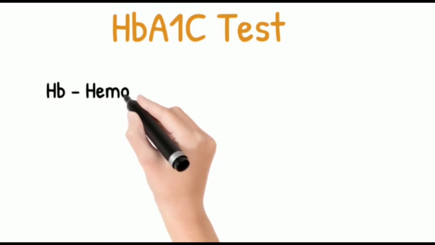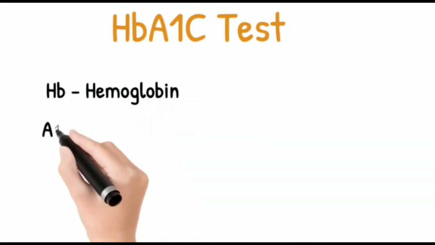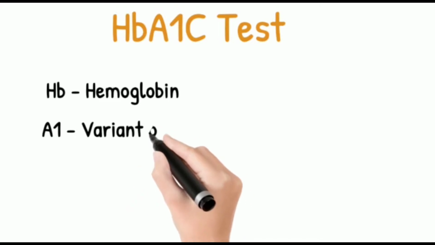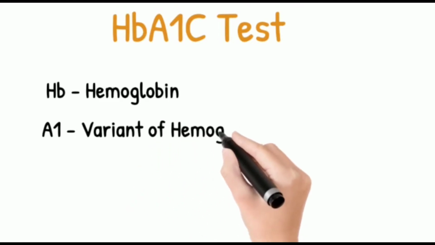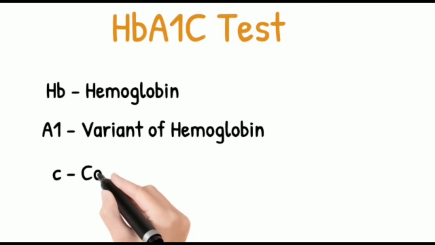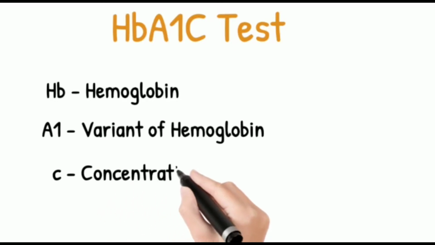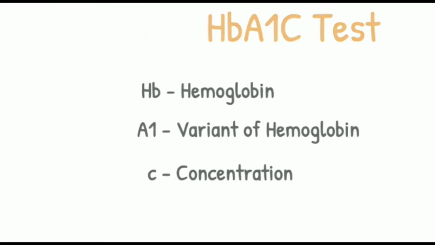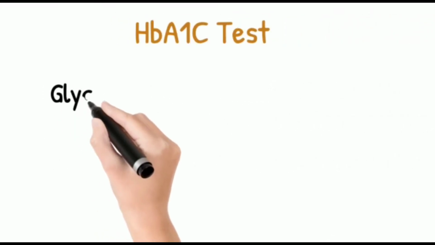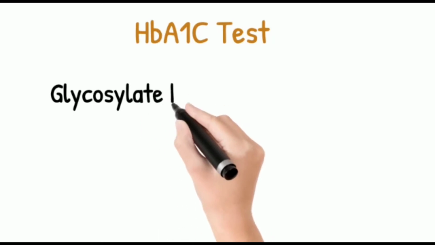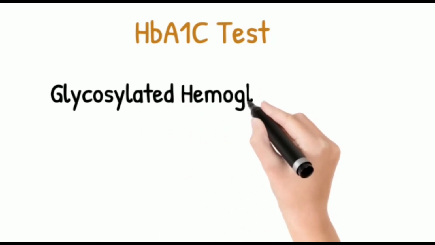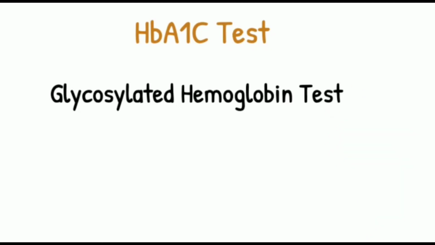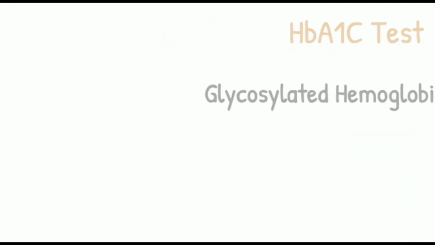What is HbA1c? Hb means hemoglobin, A1 means a variant of hemoglobin, C means concentration. That is, by the use of this test, we can assess the HbA1 concentration in the blood. HbA1c is also known as glycosylated hemoglobin test. That is, we can assess the amount of glucose which is bound to the hemoglobin in the blood.